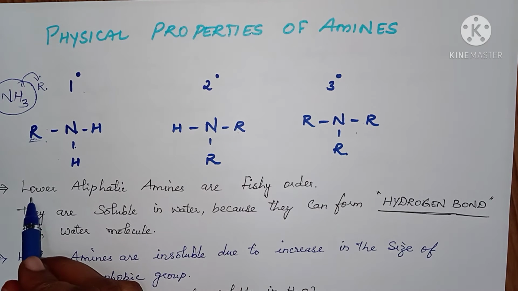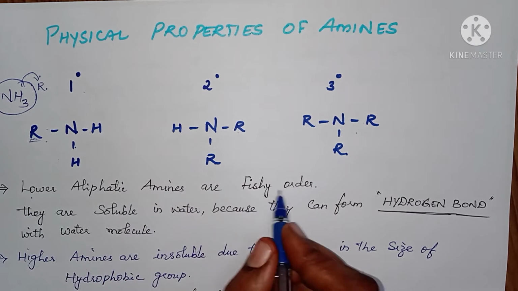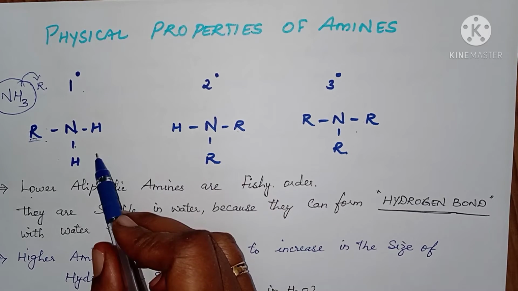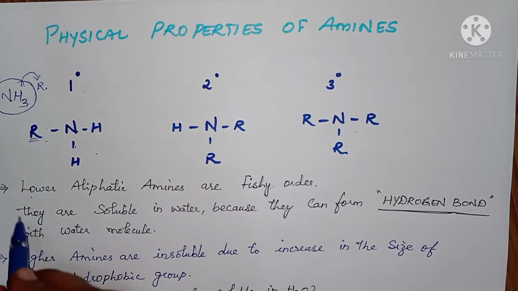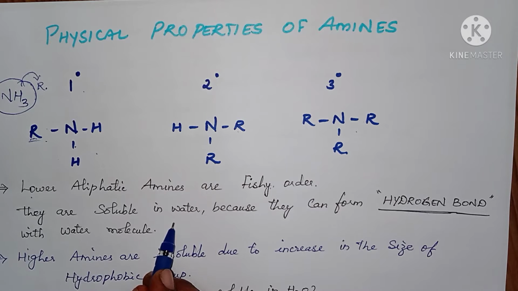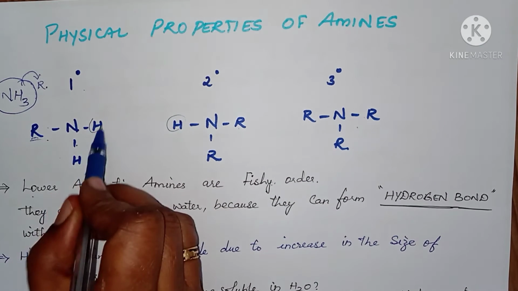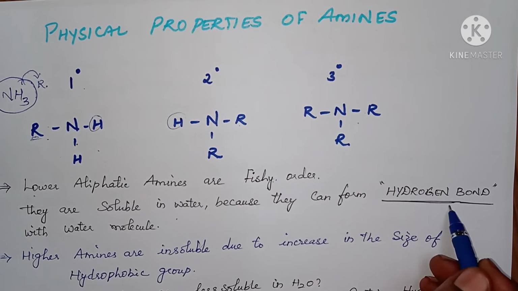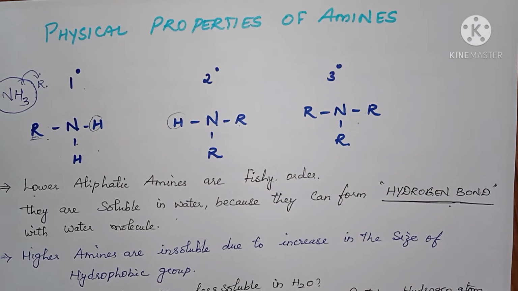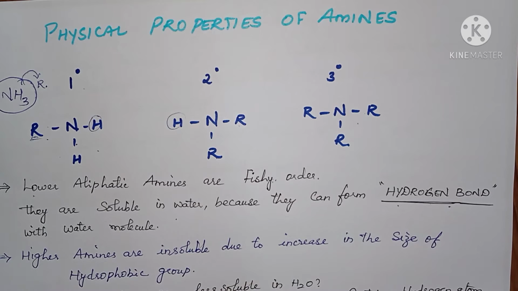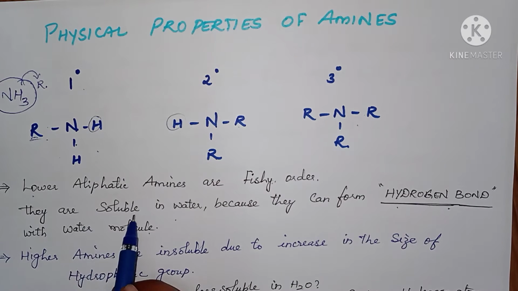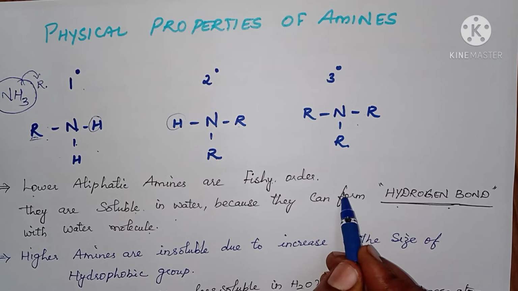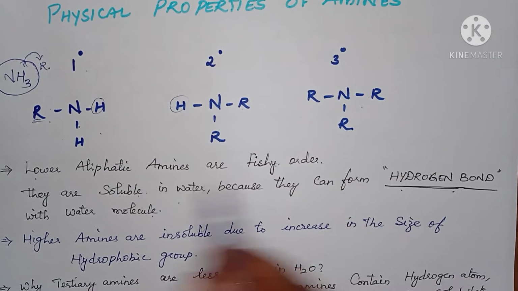Okay. Next point. Lower aliphatic amines are of fishy odour. Lower aliphatic amines means primary, secondary, tertiary are also included. They are soluble in water. Usually, wherever a hydrogen bond is available, those compounds are soluble in water. Why? Because they have hydrogen bonding, connected with the water molecules. So naturally, it will be soluble in water. Remember this point. Why are amines soluble in water? Because of the hydrogen bond formed with the water molecule.